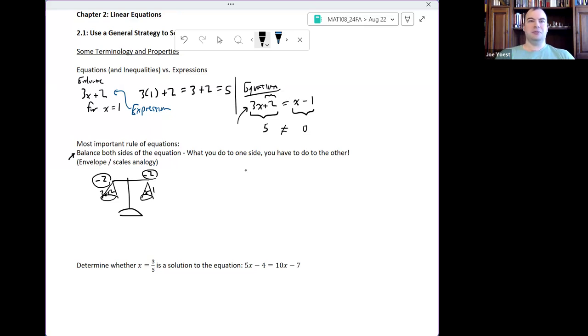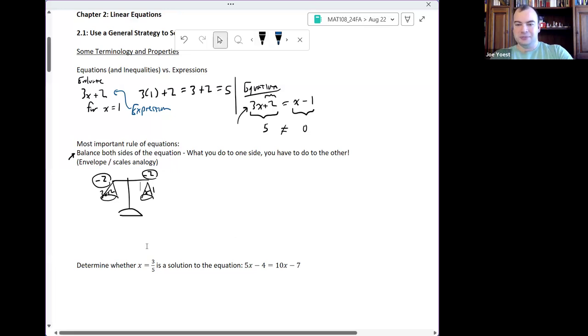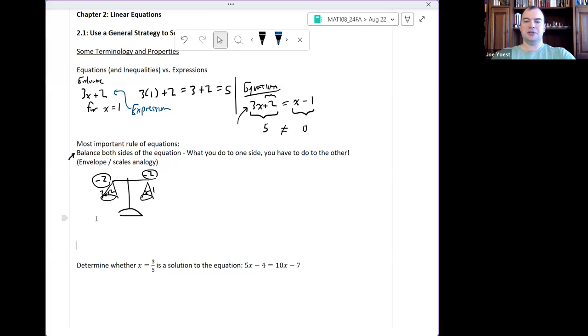You could think of this in terms of weight on scales. You could think of it in terms of, say, finances. If any of you are interested in accounting, you need to keep your ledger balanced. So if you put something in the debits, it's got to come out of the credits as well. And so there's multiple different analogies you can use here. But the most important idea is if we do something to one side of the equation, we also have to do it to the other side of the equation to maintain that sense of balance.